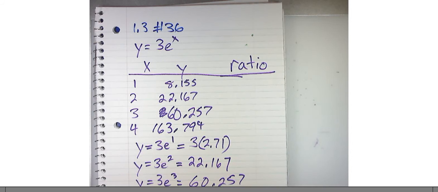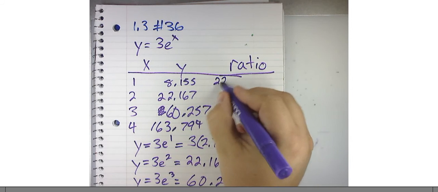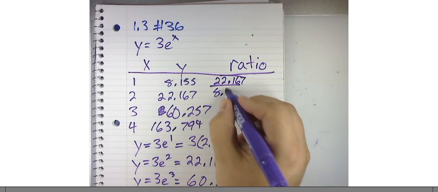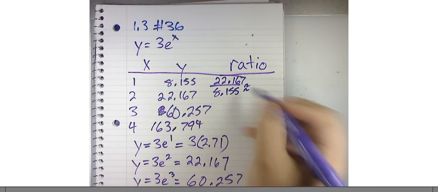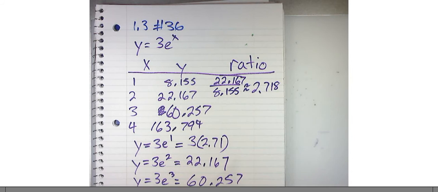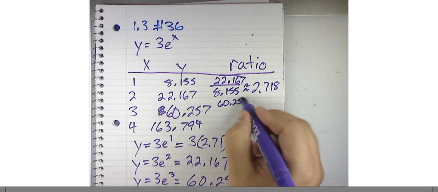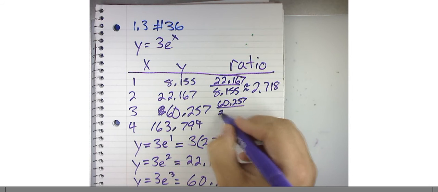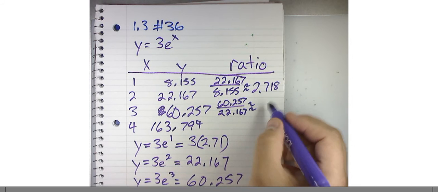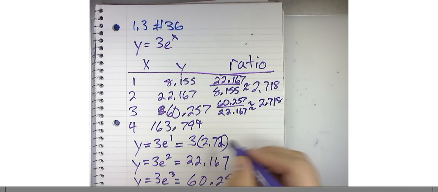Now what we want to do is look at the ratio. We're going to compare the y's. So if I take this number, in other words, if I say 22.167 and put it over the previous y value, which is 8.155, I will get approximately, and you're going to love this, 2.718. If I were to do that again with 60.257 all over the previous y value, which is 22.167, approximately, guess what that is? 2.718.